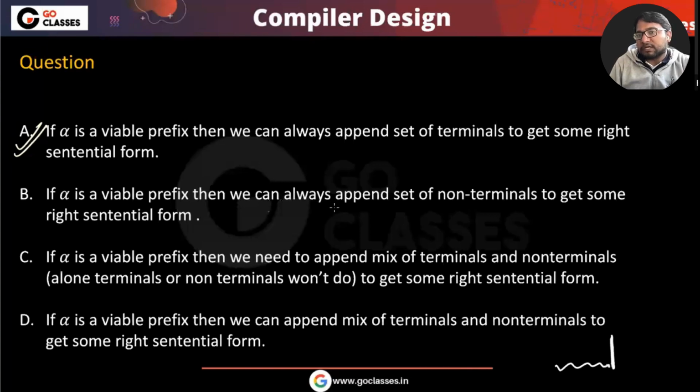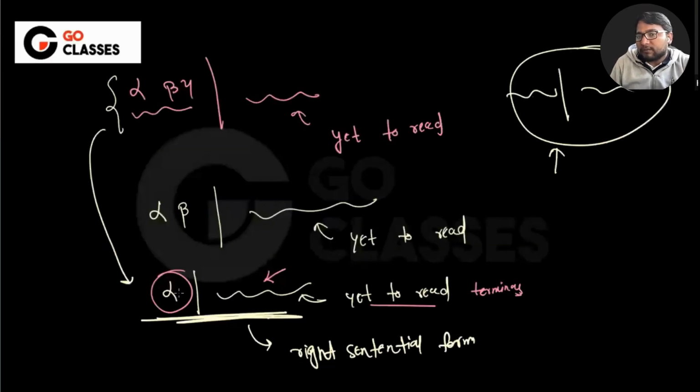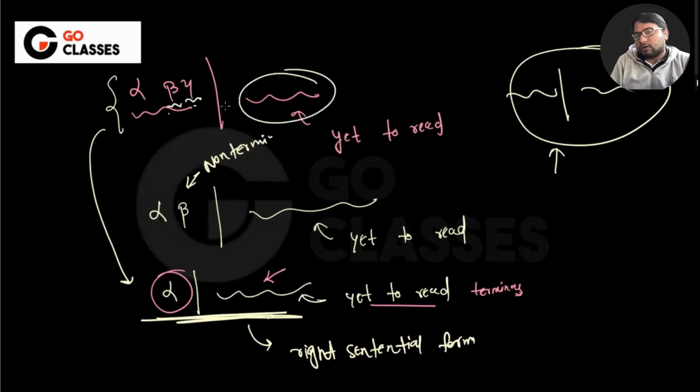Now tell me, if alpha is a viable prefix, can we always append only non-terminals to get some right sentential form? No, right? You can only append terminals. Let's suppose this is a non-terminal, and these are anyway terminals, but this could be a mix of non-terminals and terminals, because on the stack anything could be there. Now if alpha is a viable prefix, can you always append only non-terminals? Only non-terminals might not be possible. You can always append terminals, but only non-terminals might not be possible.